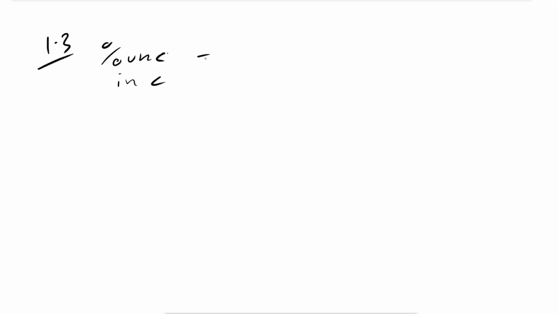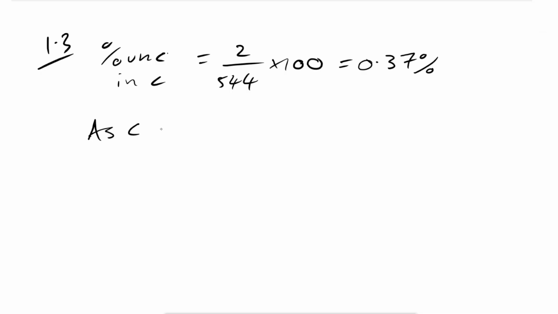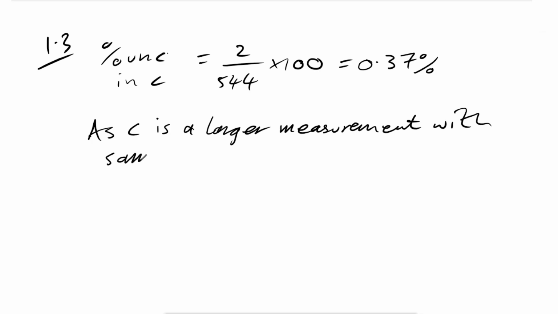So percentage uncertainty in C is going to be just 2 divided by a value of 544 times 100. Of course, we know it's going to be smaller, don't we? It gives us 0.37%, so half. And why is that? Well, it's because C is a larger measurement with the same absolute uncertainty. Therefore, percentage uncertainty is less.